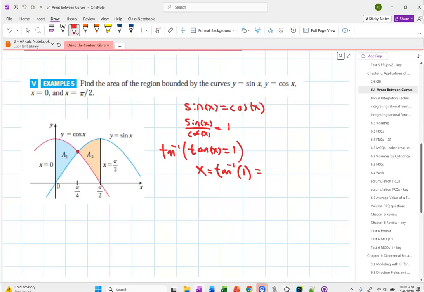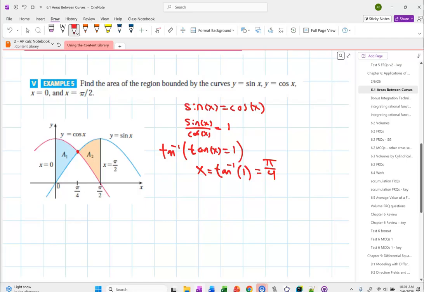And then between 0 and pi over 2, tangent is equal to 1 at the 45-degree angle, pi over 4. Again, is the expectation of the IB that you can handle unit circle angles in your head like that?